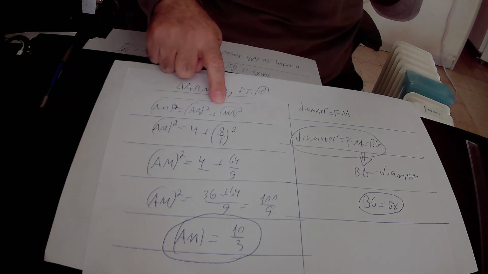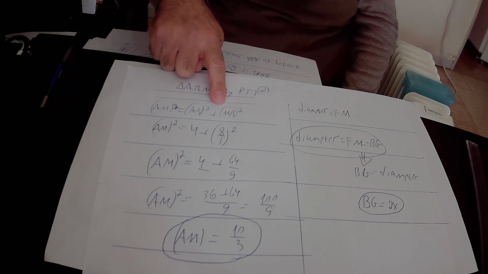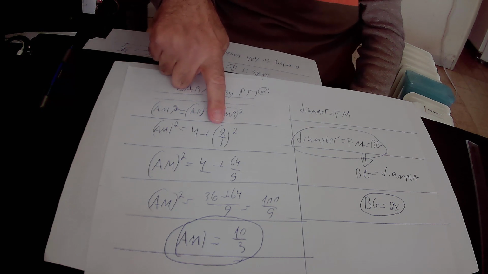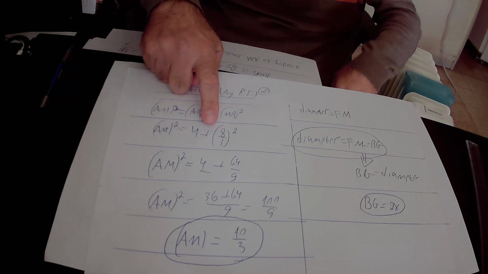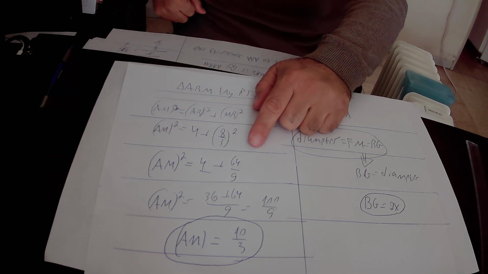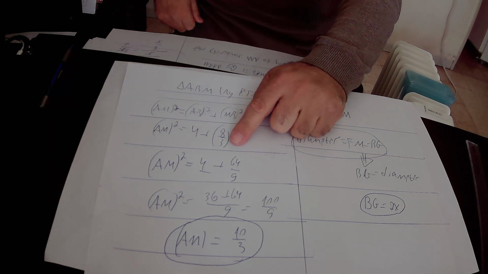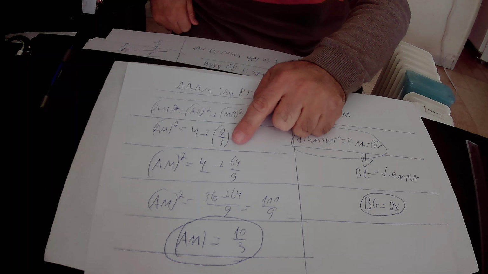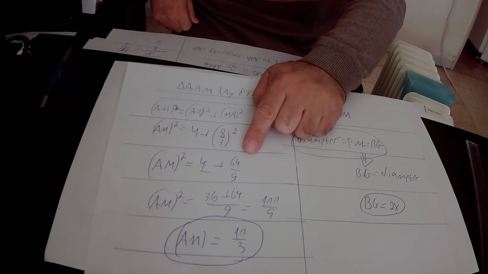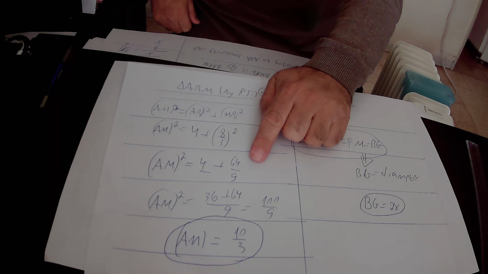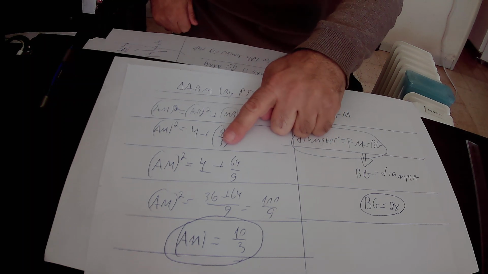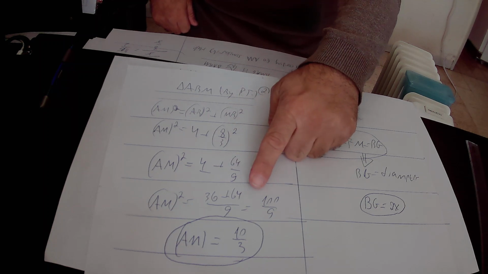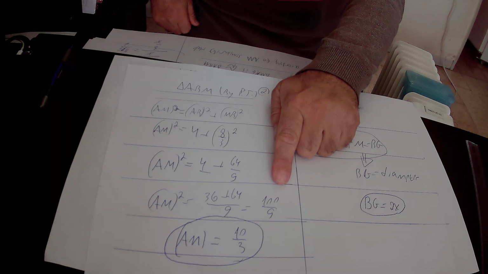We just found that MB equals 8 over 3, therefore MB square is 8 over 3 square. So AM square equals 4 plus 8 over 3 square. 8 over 3 square equals 8 square, that is 64, over 3 square, that is 9. So AM square equals 4 plus 64 over 9. We multiply 4 by 9 and divide by 9 to have a common denominator with 64 over 9. So AM square equals 4 times 9, that is 36, plus 64 over 9. 36 plus 64 is 100 over 9.